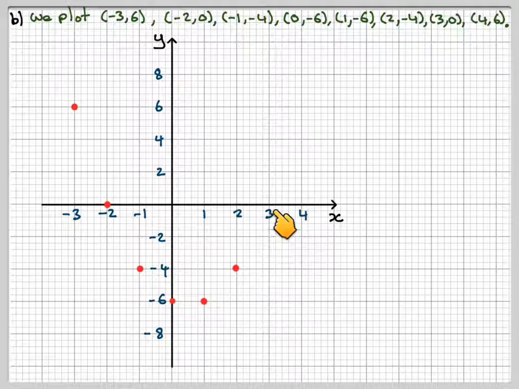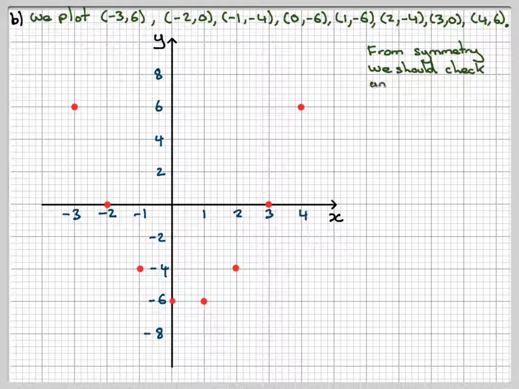3, 0 is that point there. And 4, 6 is that point there. Okay, we can see that this is quite symmetrical, but the thing is, if I join up the bottom 2 points, I'm just going to get a straight line. In fact, it does actually go slightly lower. So it is worth your while, using the symmetry, that we should check an extra point.